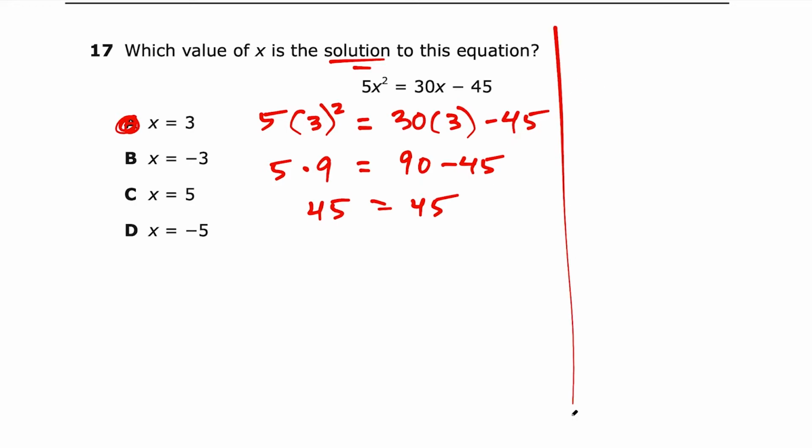But let's say I want to do this a more technical way. Let's say this wasn't multiple choice and we wanted to find our solutions.